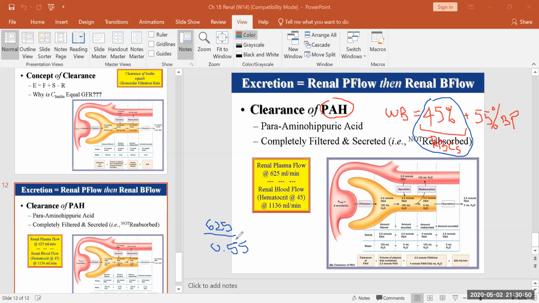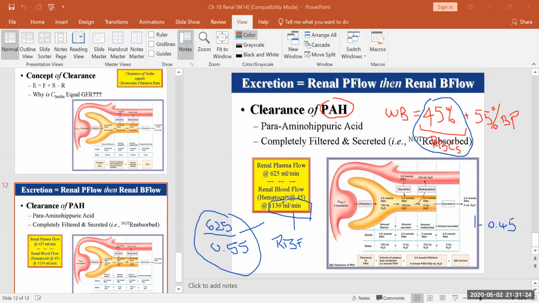Okay. How did I get the 0.55? It's just 1 minus 0.45. And if you do this fraction ratio, you will get this value. This is the renal blood flow, the amount of blood flowing to your kidneys per minute.